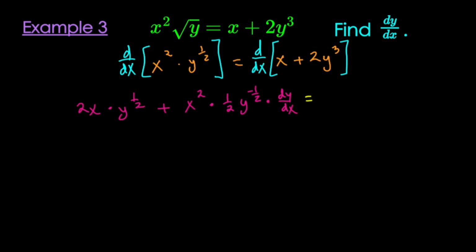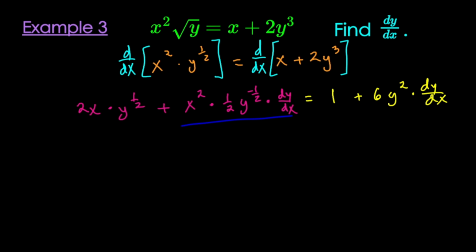For the right-hand side, we have a sum, so that one is a lot easier because we can take the derivative of the two pieces separately. The derivative of x with respect to x is 1, and the derivative of 2y cubed with respect to x is 6y squared times dy dx. Now we have to find all the terms that have dy dx.